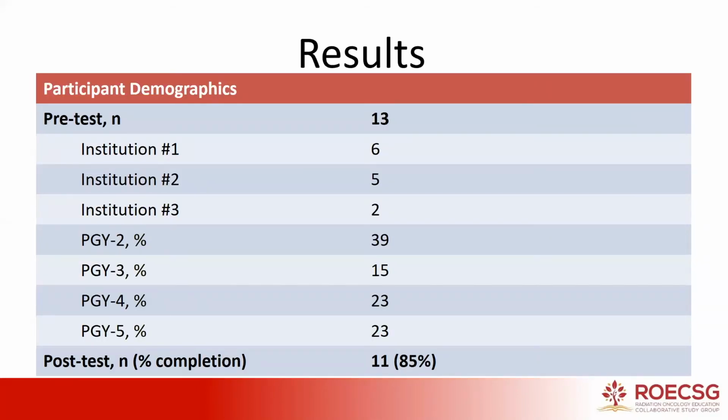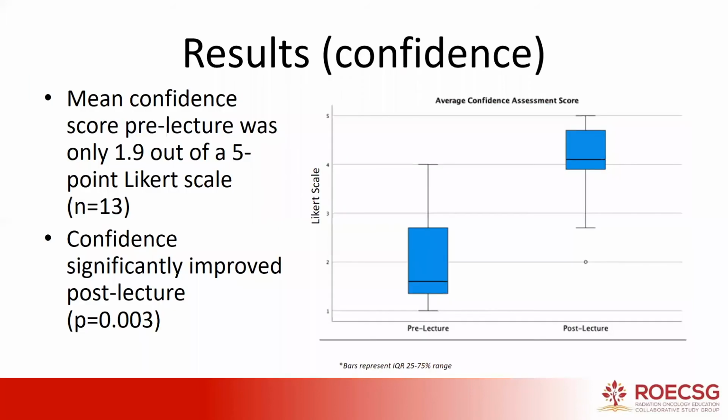We had a total of 13 participants from the 3 institutions, with the breakdown shown here, across multiple PGY years from 2 through 5. And we had a high completion rate of 85% of the post-lecture survey. So what did our results show? In terms of confidence, as expected, confidence was very low, with an average of 1.9 out of a 5-point Likert scale.